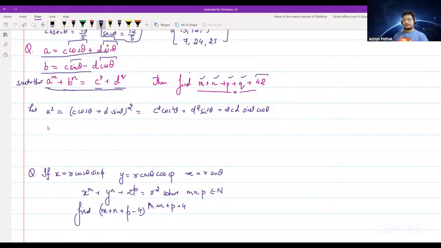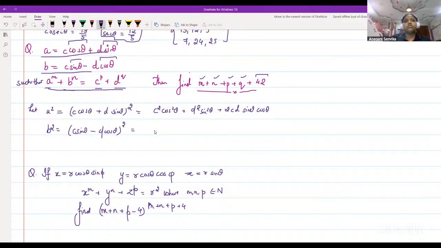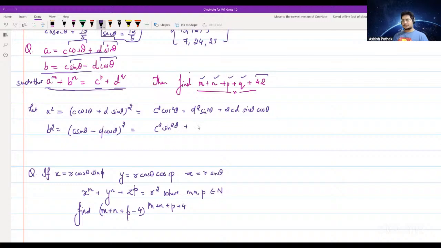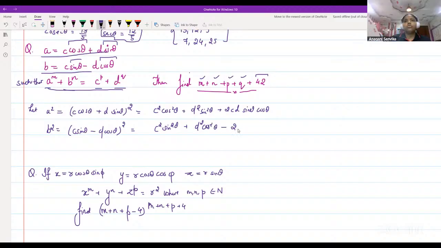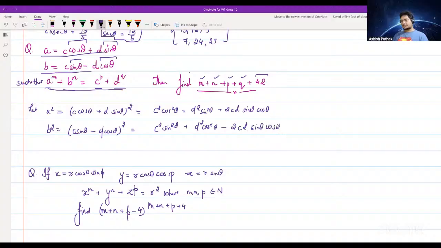Now, if I write B square, that will become C sin theta minus D cos theta, the whole square. What will you write for this one? C square sin square theta plus D square cos square theta minus 2 CD sin theta cos theta.